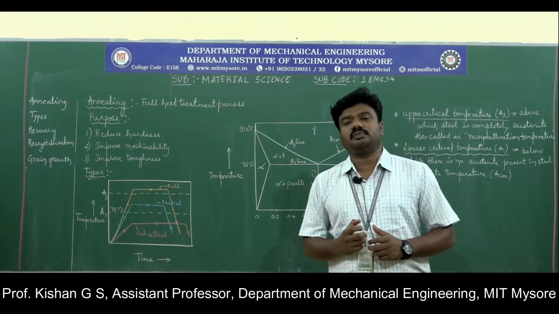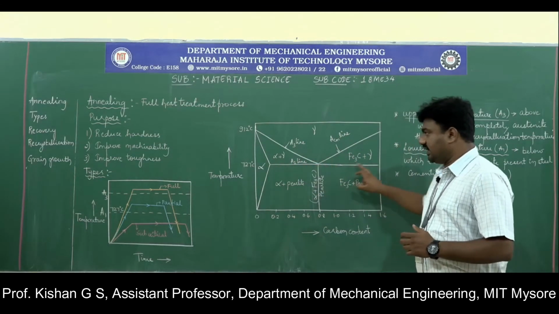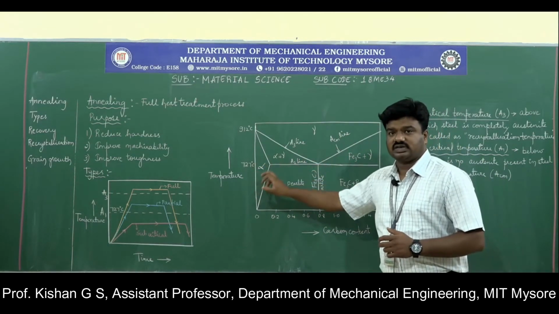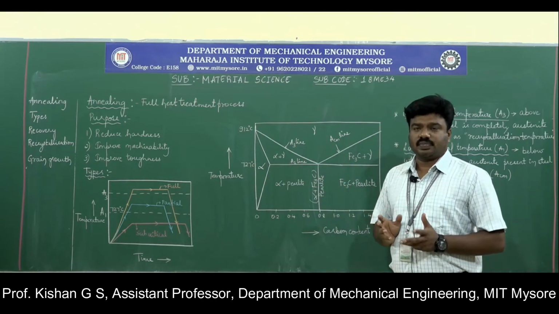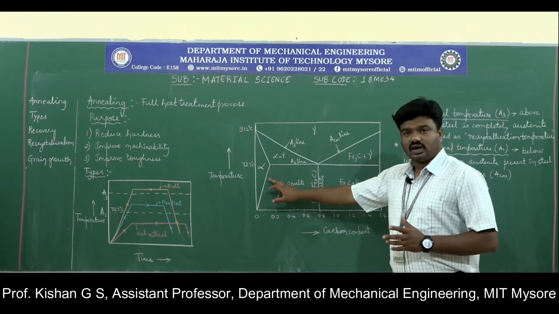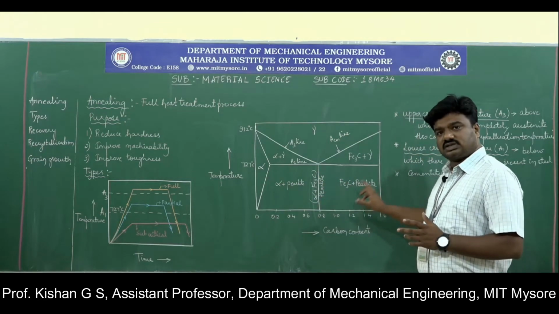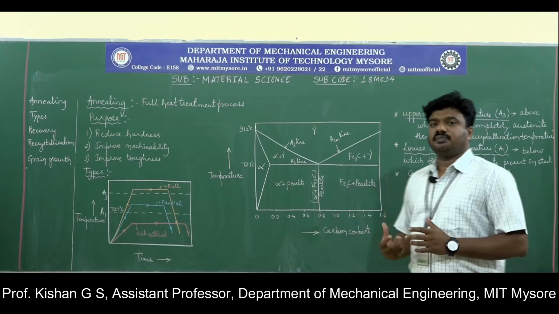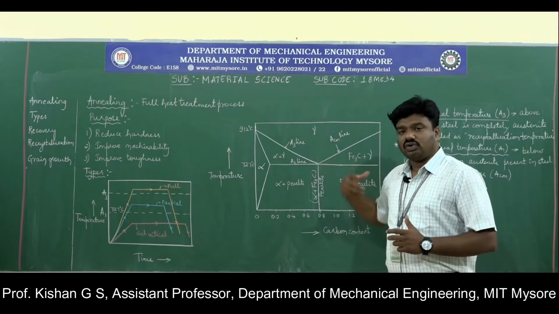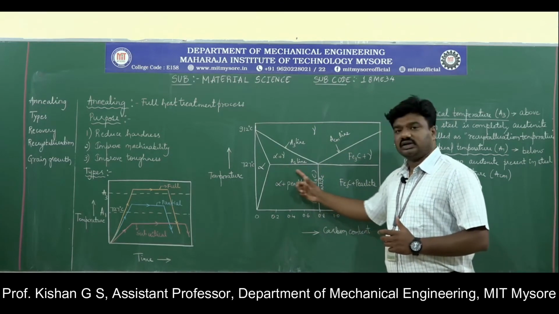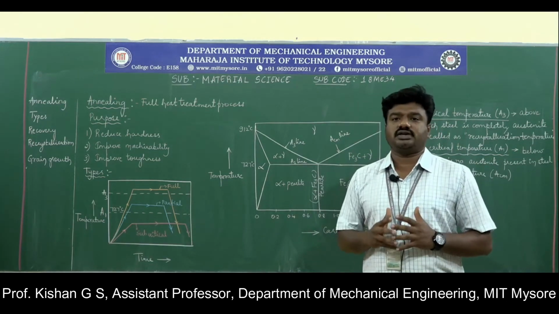What does this lower critical temperature represent? You can observe in this drawing itself. Below the A1 line, or below the temperature 727 degrees Celsius, the entire composition has no austenite present. So we have only alpha plus pearlite, or cementite plus pearlite, whereas we don't have the phase gamma, that is austenite. So how do we define this? The lower critical temperature is a temperature below which the steel consists of no austenite in its structure.